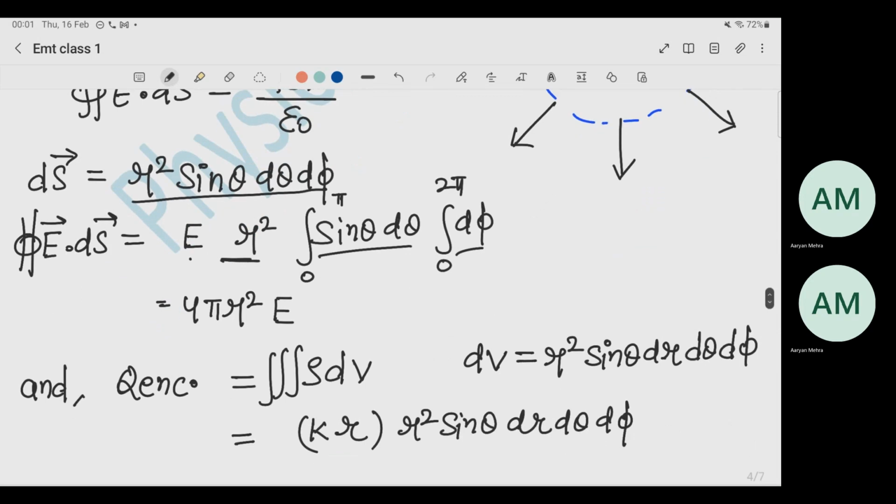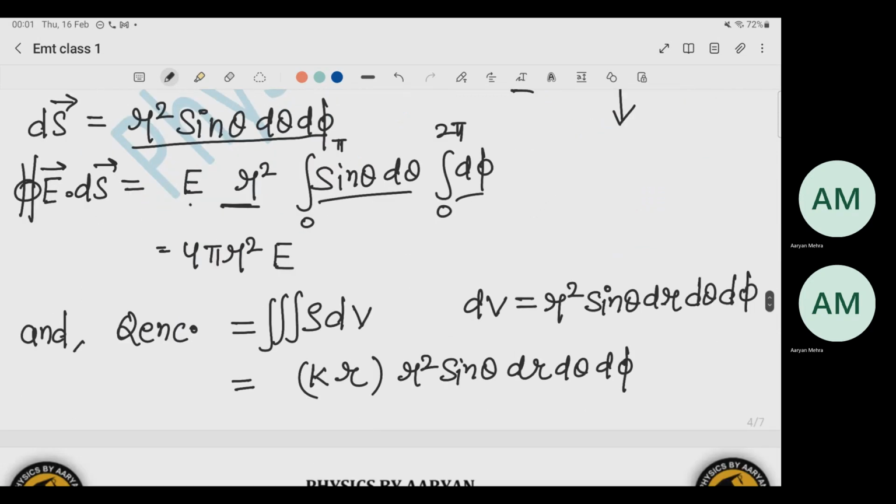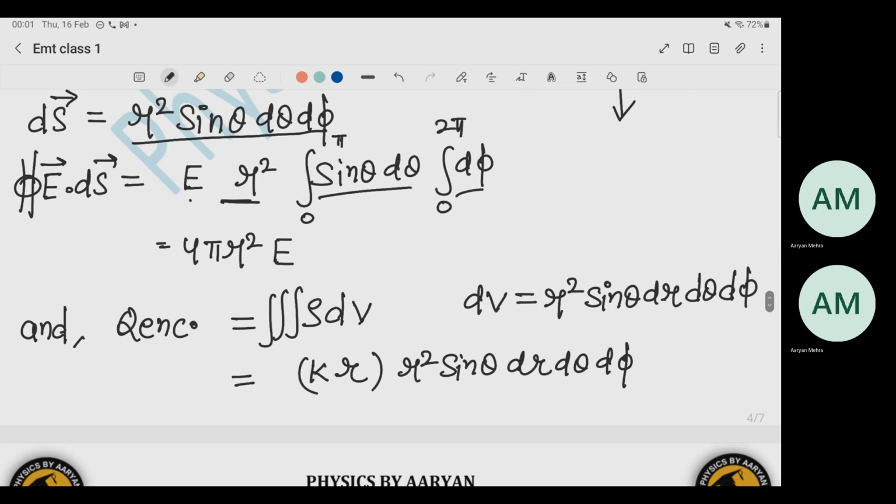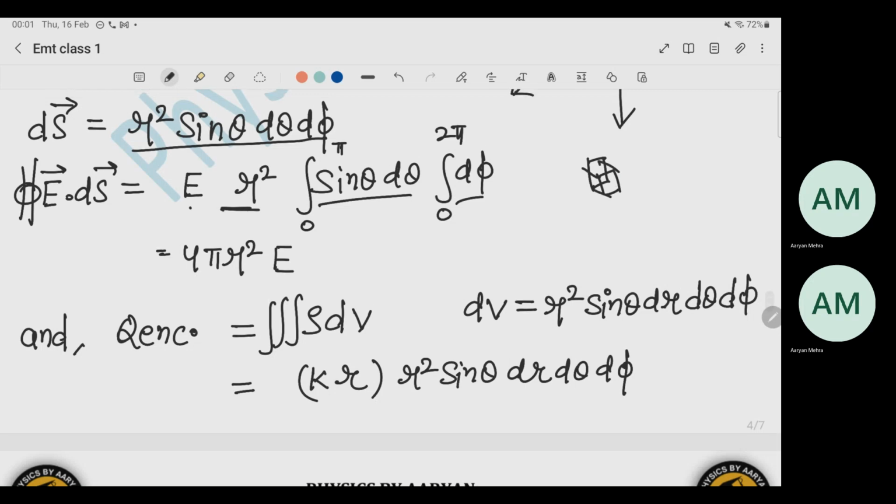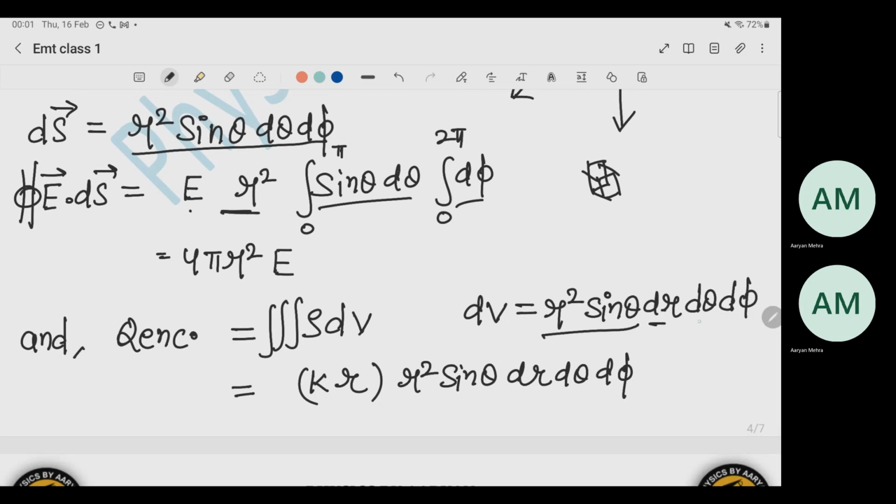The charge enclosed is equal to the volume integral of the charge density, rho dV. What is dV? The volume element. Let's say I assume a small volume in the sphere. That small volume is r square sine theta dr d theta d phi. You should know these things because it is very important. You should look at the spherical polar coordinate system and know this. So I will now put in the values.